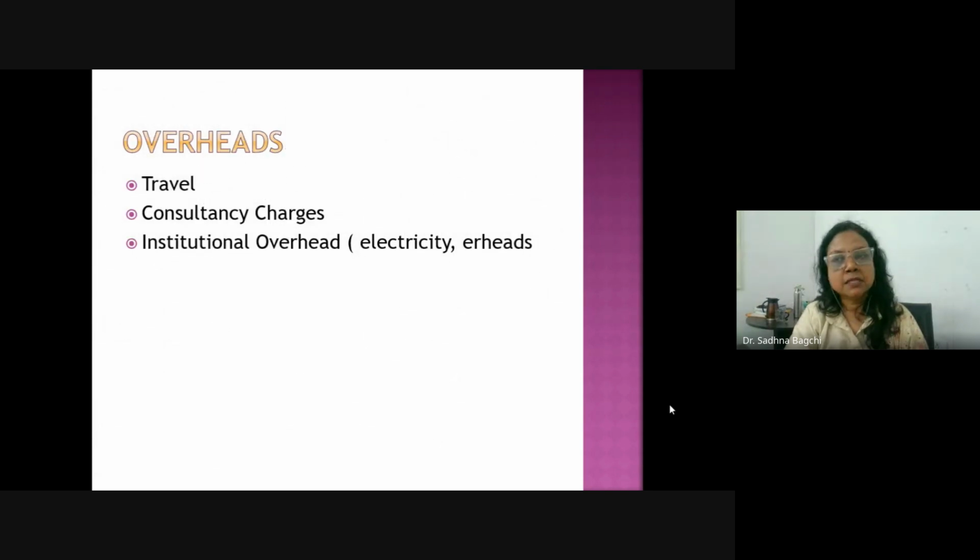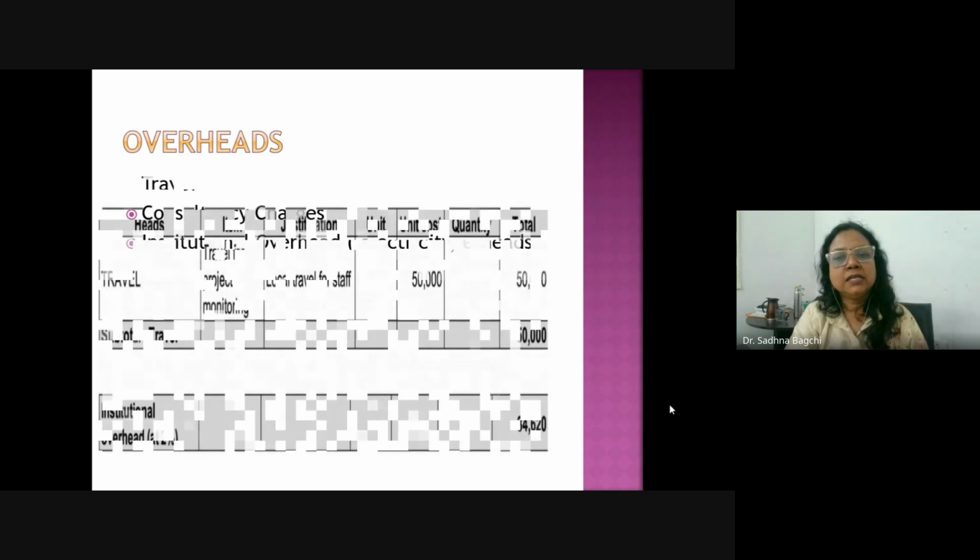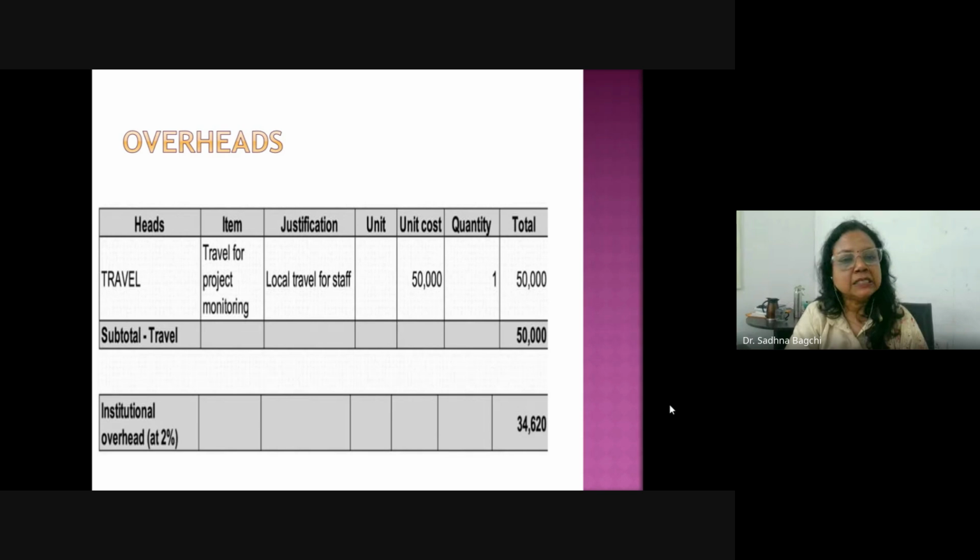Now overheads. These are indirect expenses associated with the completion of the project. So you have to show separately what overheads are associated with your project: travel, consultancy charges, institutional overhead, and activity or any other. You have to mention these here separately.